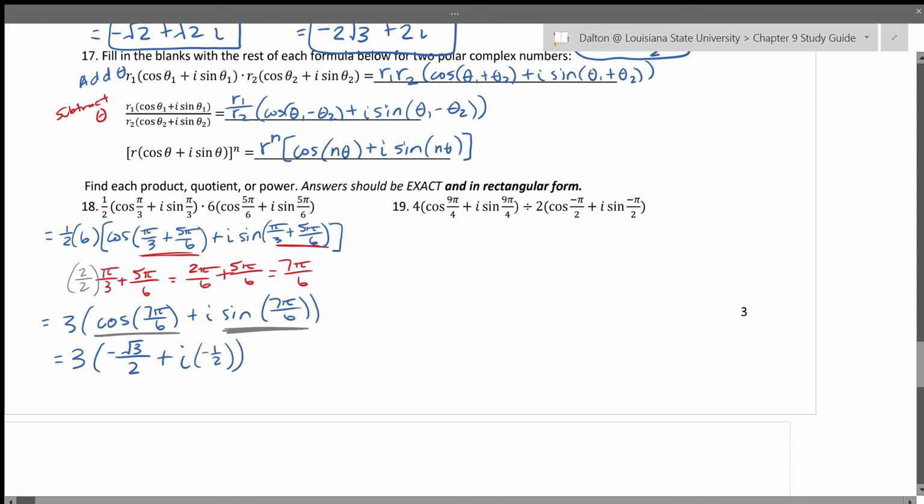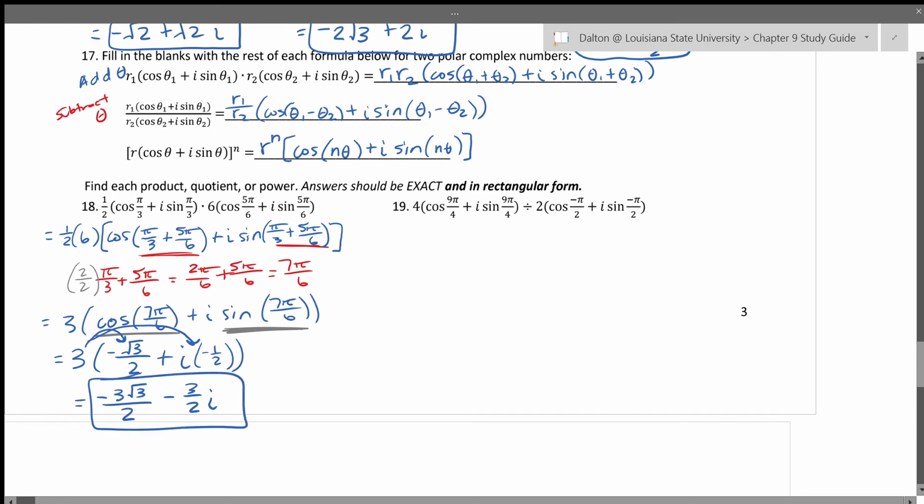And then your goal is just to simplify this expression. You're going to distribute this 3 into both of those terms. So you get -3 square roots of 3 over 2 once you distribute the 3 to the first term. And then you get -3 halves, because that's 3 times -1/2, and then you tack on i at the very end.